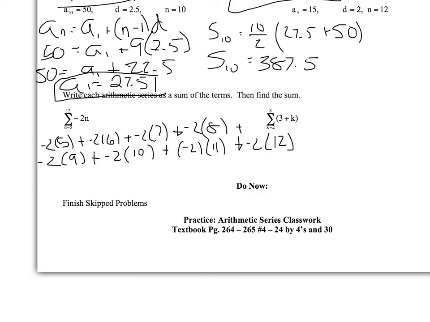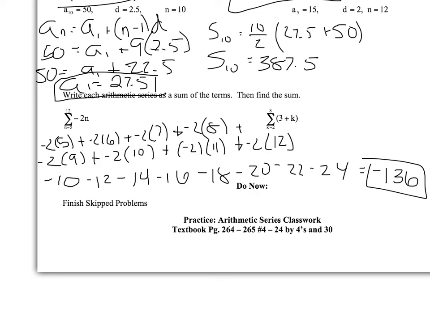Negative 2 times 5 is negative 10. Negative 2 times 6 is negative 12. Then negative 14, negative 16, negative 18, negative 20, negative 22, and negative 24. And then afterwards you can add them up and you'll get negative 136.